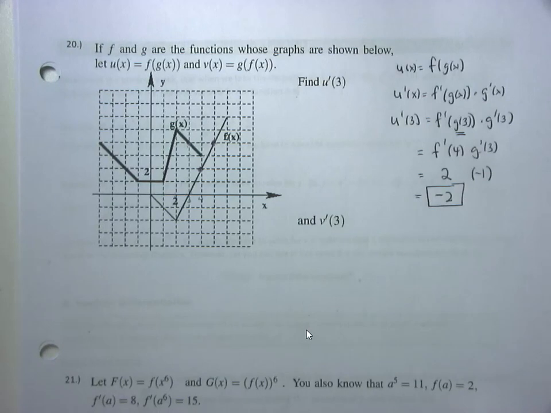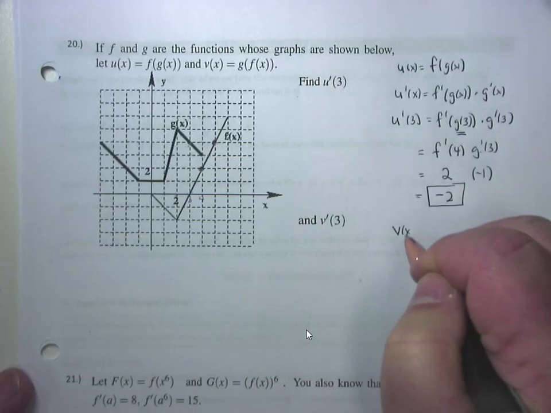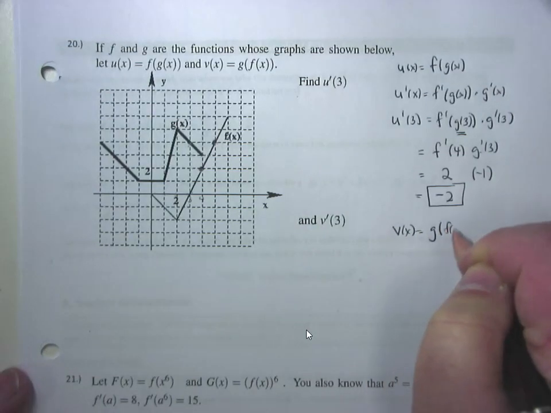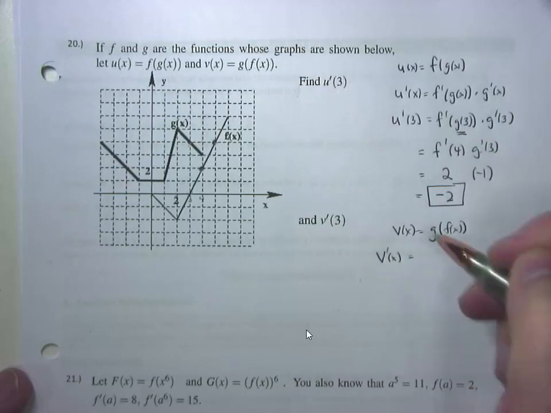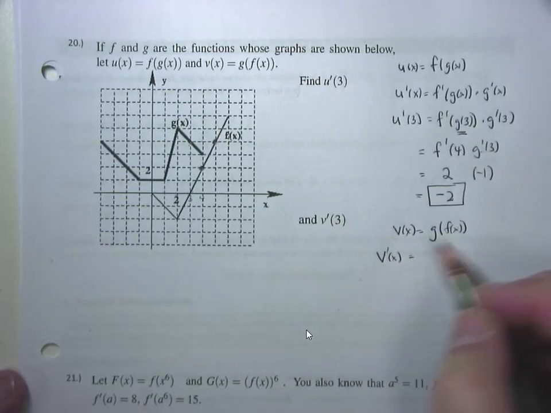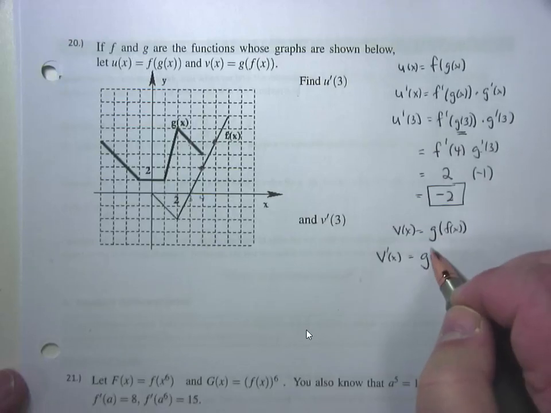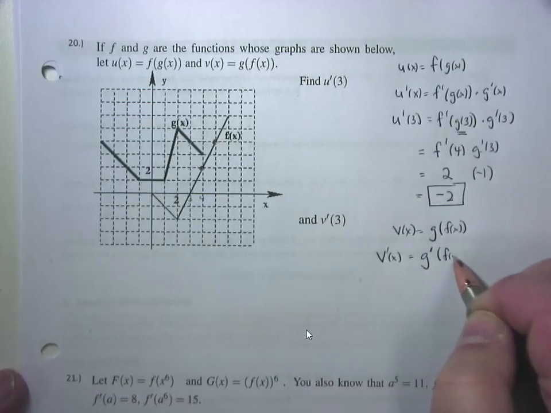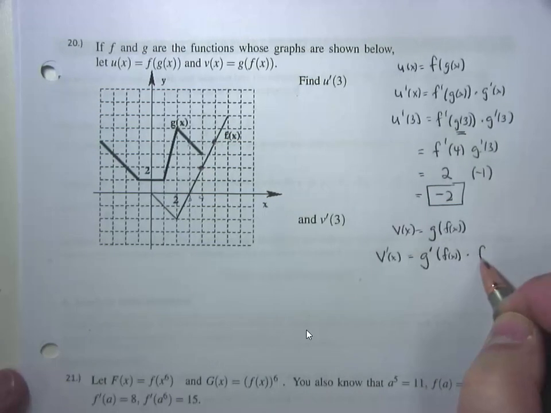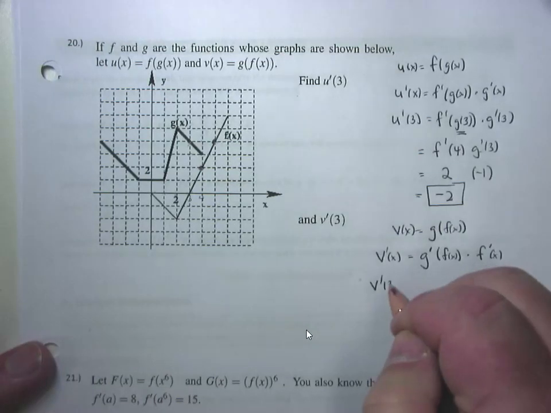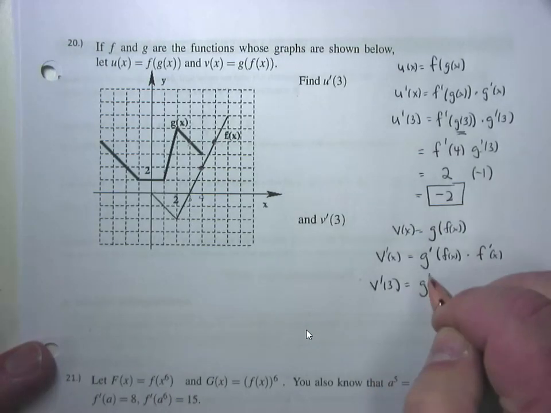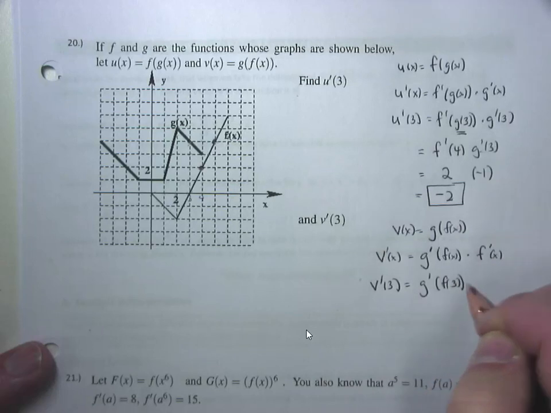Let's look at the next one, v prime of 3. But this time they tell me v of x is equal to g of f of x. So again, chain rule: derivative of the outside, inside stays the same, times derivative of the inside. So v prime of x, g's on the outside, so that'll be g prime. The inside f of x stays the same, but then you have to do times the derivative of the inside, that'll be times f prime of x. So for me to calculate v prime of 3, that would be g prime of f of 3 times f prime of 3.